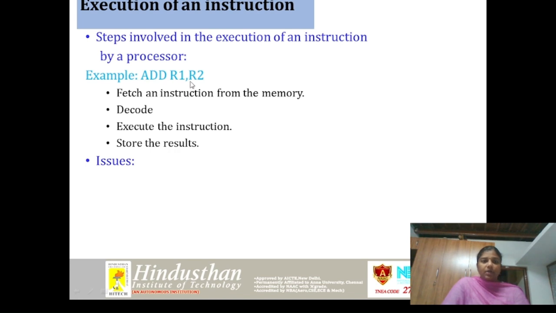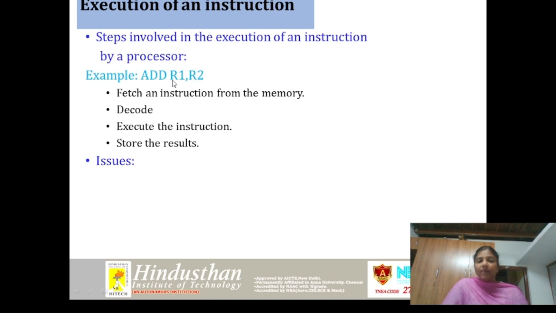Add R1, R2. So this is an instruction. In this, first it will fetch an instruction. What it means is it will fetch the data of R1 and R2 from the memory, and then it will be decoding those values, and then it will be executing the instruction. What is the instruction? Add R1 R2.